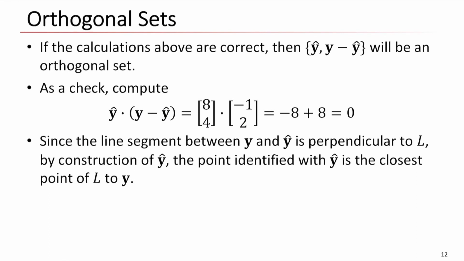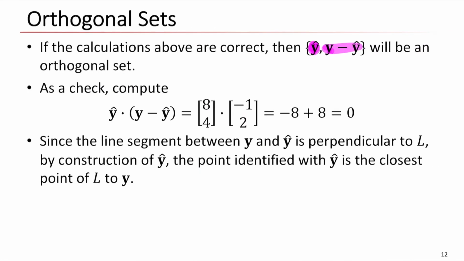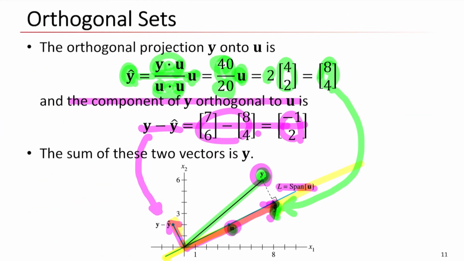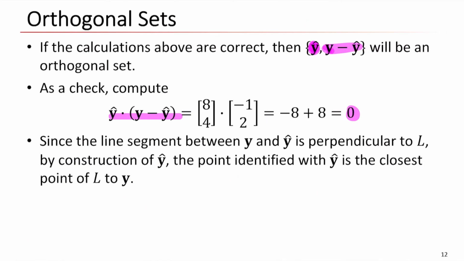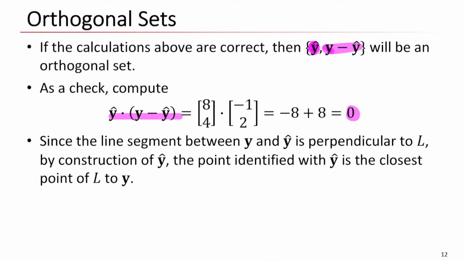If the calculation above is correct, then Y hat and Y minus Y hat will be an orthogonal set. So as you can see here, this one is equal to 0, right? Since the line segment between Y and Y hat is perpendicular to L, because L is here. By construction of Y hat, the point identified as Y hat is the closest point of L to Y.